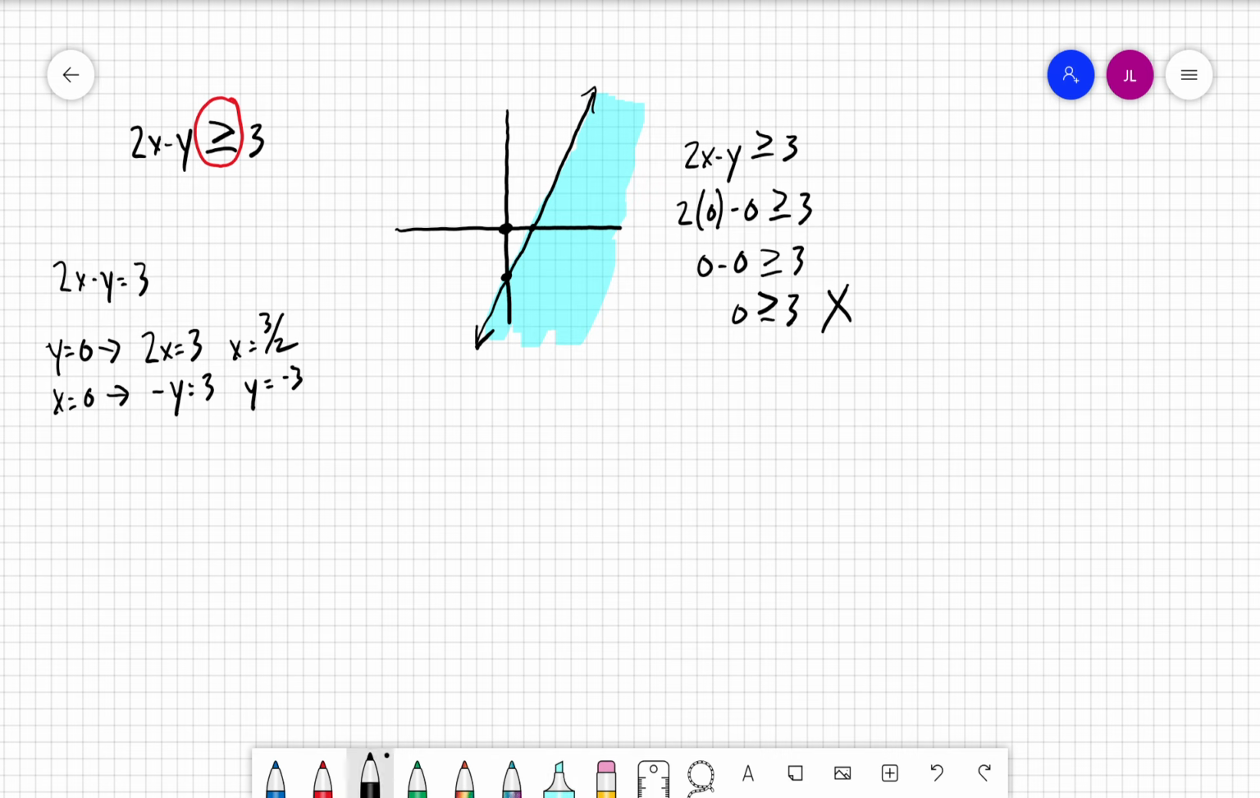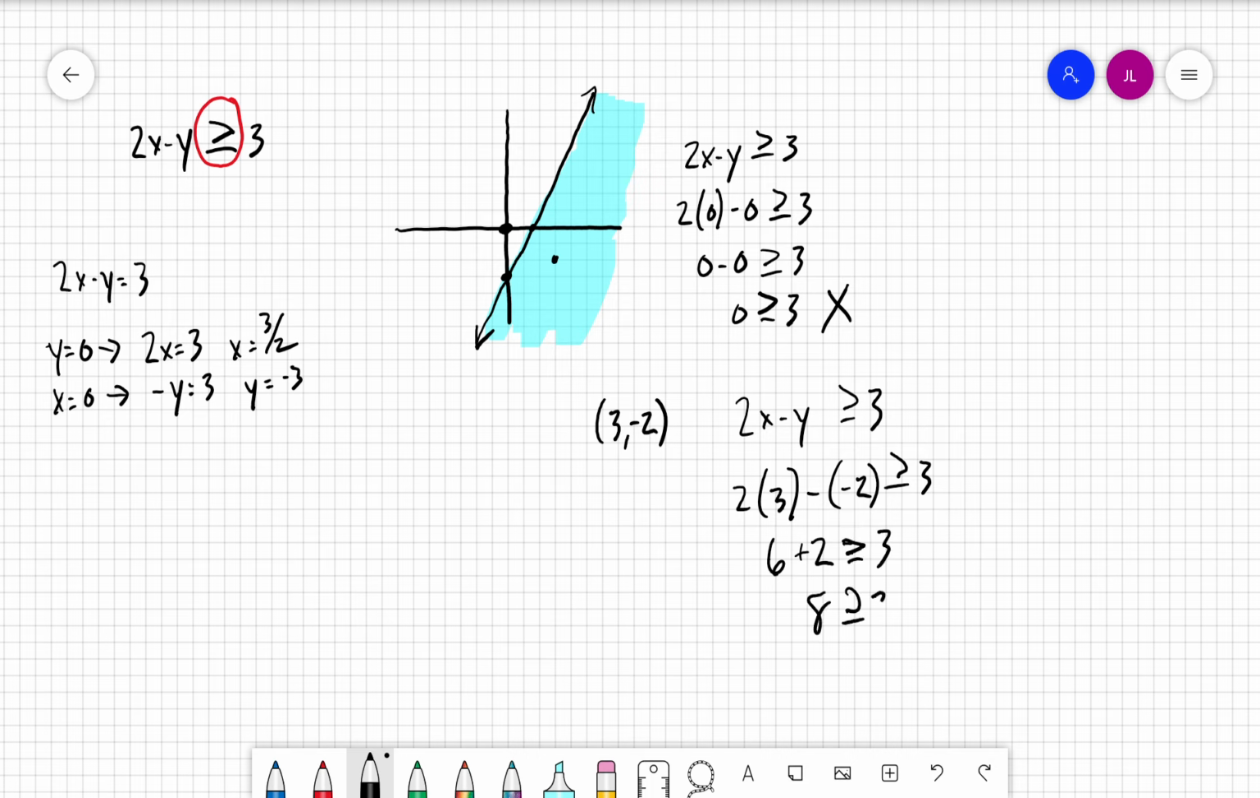And to illustrate, we can pick a point on this side of the line. Let's pick this point right here. I don't know what that is. It's 3, negative 2. So we'll plug that back into our original equation, 2x minus y greater than or equal to 3. So 2 times 3 minus negative 2 is greater than or equal to 3. So 2 times 3 is 6, minus negative 2 is plus 2, greater than or equal to 3. So is 8 greater than or equal to 3? Well, that's a true statement, so we know we're correct here.